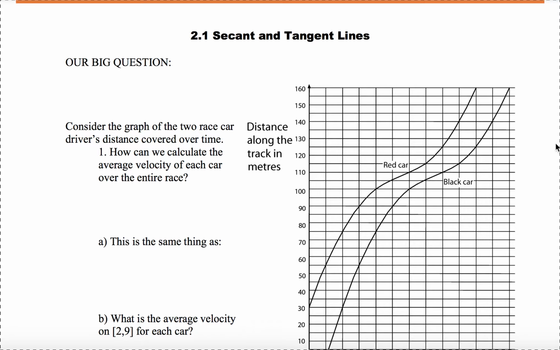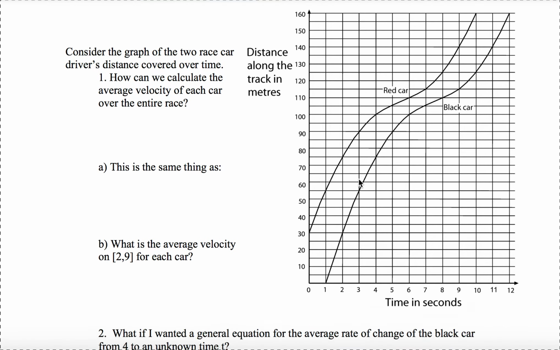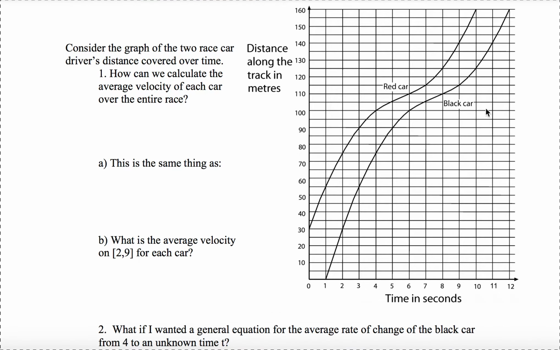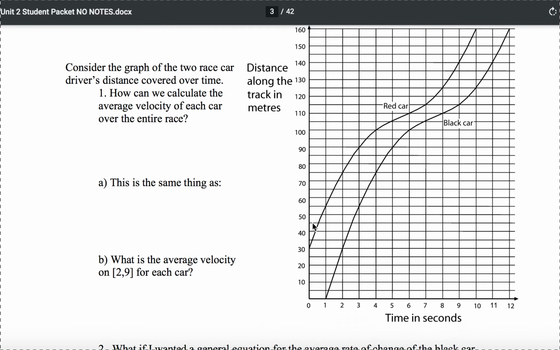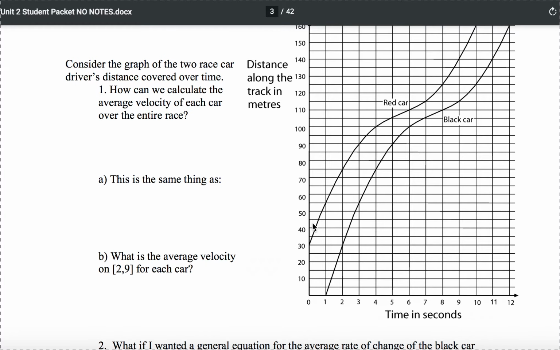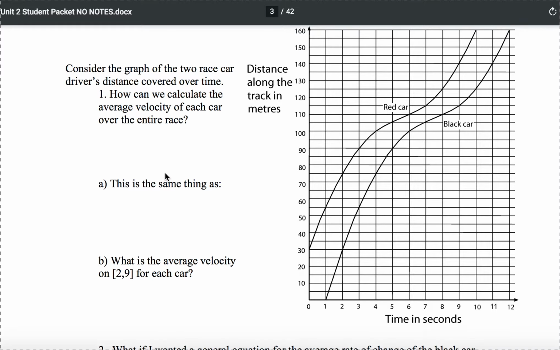All right. Let's get into it. And I like this example as our first time into this idea. Let's consider the graph of the two race cars over here. We got a red car, we got a black car. The driver's distance is along the vertical axis, and the time being measured is along the horizontal axis. So it looks like the red car started a little farther down the track. How can we calculate the average velocity of each car over the entire race?